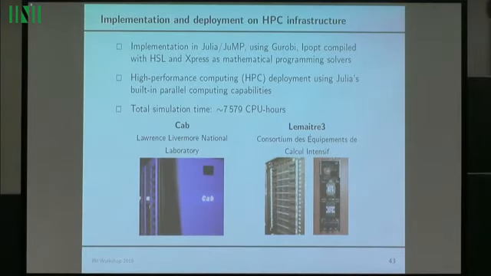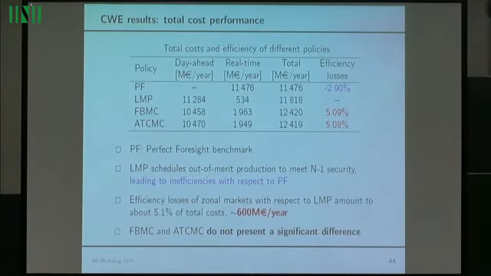And now to conduct the simulation, we use JuMP, Gurobi, IPOPT, and Xpress. We deploy, this is something I would strongly recommend if you're interested in using high-performance computing, Julia has made this very easy, so I strongly recommend it. And the overall simulation required about 7,600 CPU hours. We ran the simulation on 2 high-performance computing clusters. One is the CAB cluster at Lawrence Livermore National Lab, and the other is the CESI cluster at the Walloon region of Belgium. And these are the results that we get.